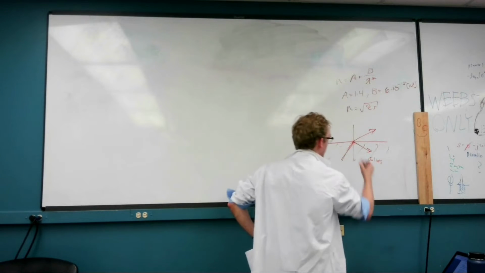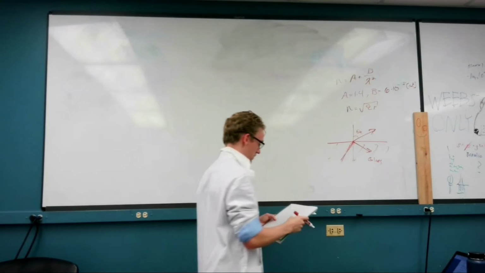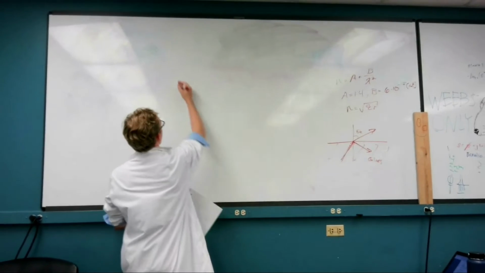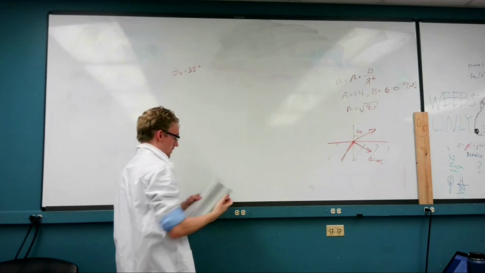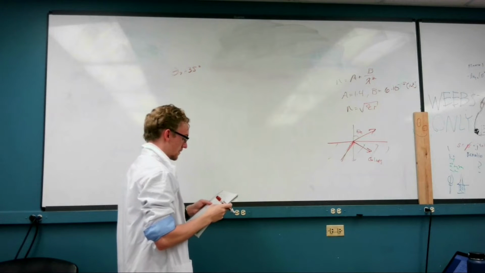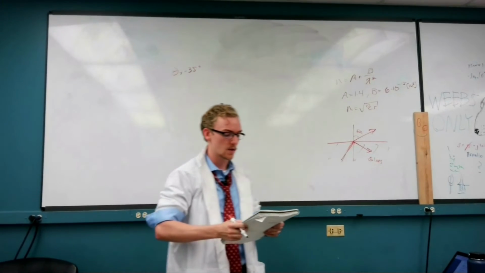Now what we're trying to find is this theta t as a function of wavelength. We have theta I equals 35 degrees. This is for all cases. And now it's really just a matter of plugging and chugging once we've got the right equation.